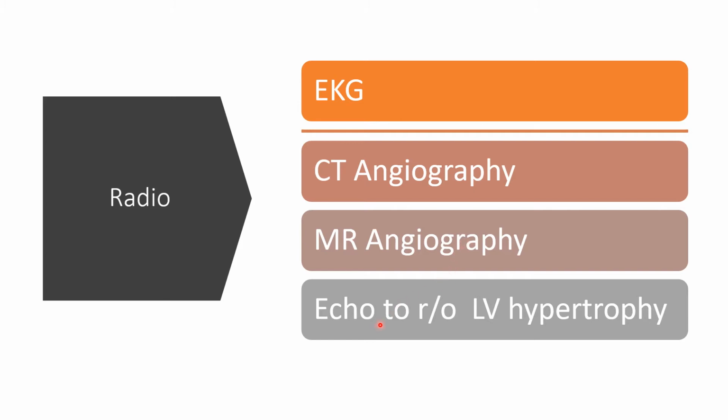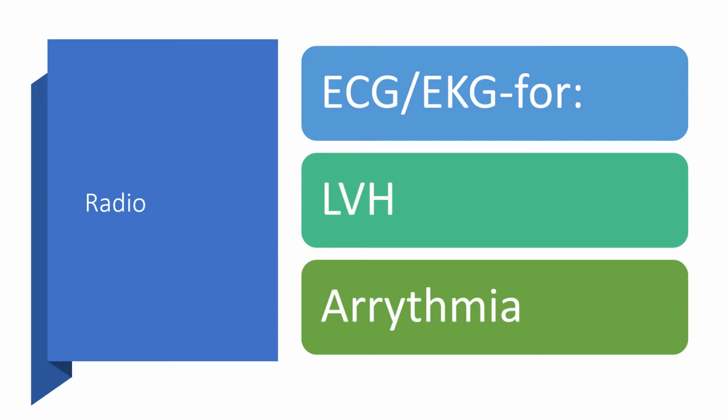We may or may not call for echo to rule out left ventricular hypertrophy, but we should do that if this is a long-standing hypertension. If the patient has been on it for a long time, then we must rule out hypertrophy. So echo to get that done would be pretty helpful. Now, EKG for left ventricular hypertrophy or arrhythmia, yeah.